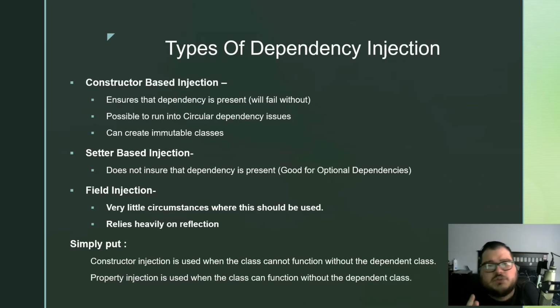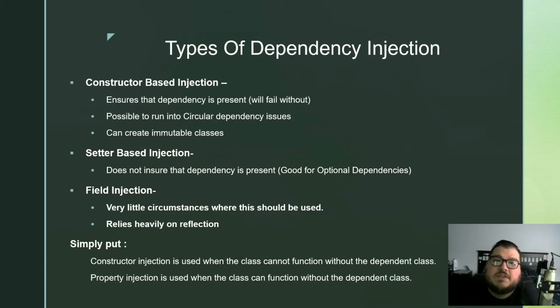So there's really three types of dependency injection. One that's generally frowned upon, which is field injection, and two that are used heavily, constructor-based injection as well as setter-based injection. So the first one is constructor-based injection. What constructor-based injection does is it ensures that the dependency is present. Since we're doing it in the constructor, the object will fail and not actually be created if for some reason that bean isn't there, which we're going to inject into it.